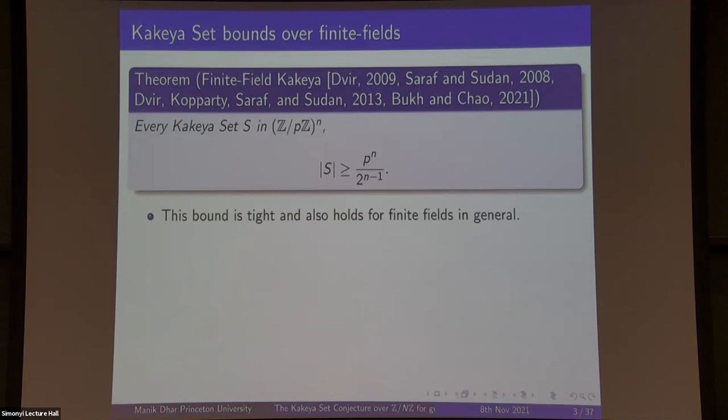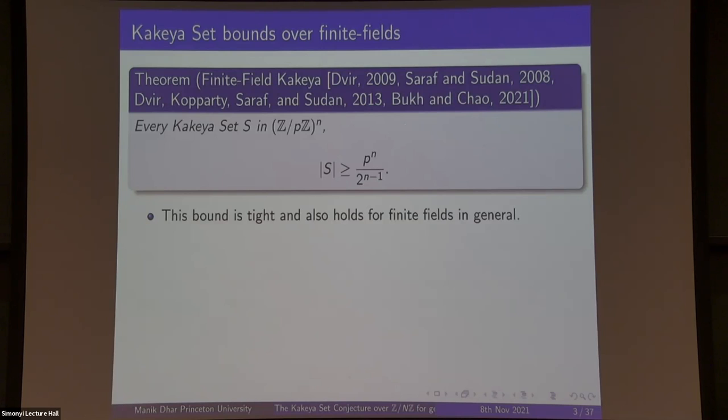A result of this form was first proven by Dvir in 09, and there have been a series of improvements. We knew the bound with 2^n in about 2013, but to get rid of this extra factor of 2 and get the tight bound, that was due to Bukh and Chao recently, a few months ago.